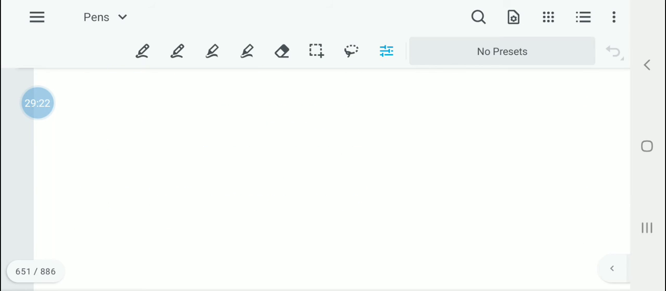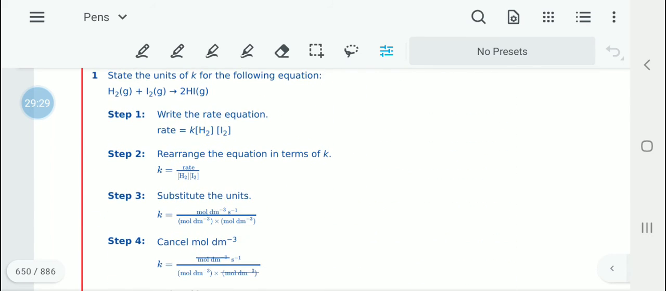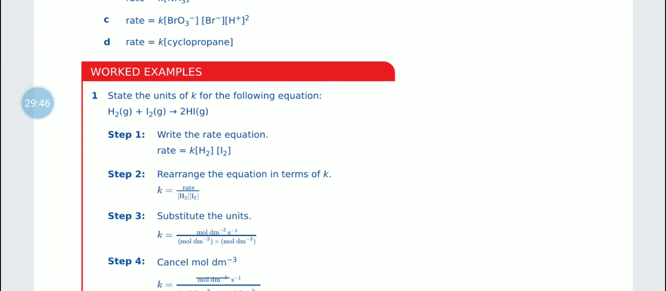But before that, let's go through this. Before you try the questions, let's go through these worked examples. Then you will be able to understand it better. State the units of k for the following equation: H2 + I2 giving 2HI. So then we have to write down the rate equation, which is obtained experimentally and should be given to you. Rate equals k[H2][I2].